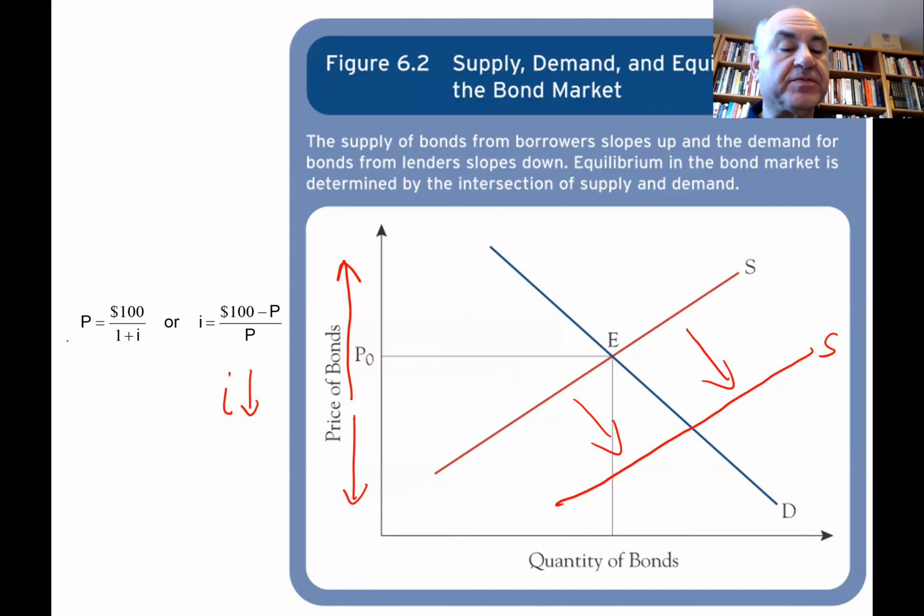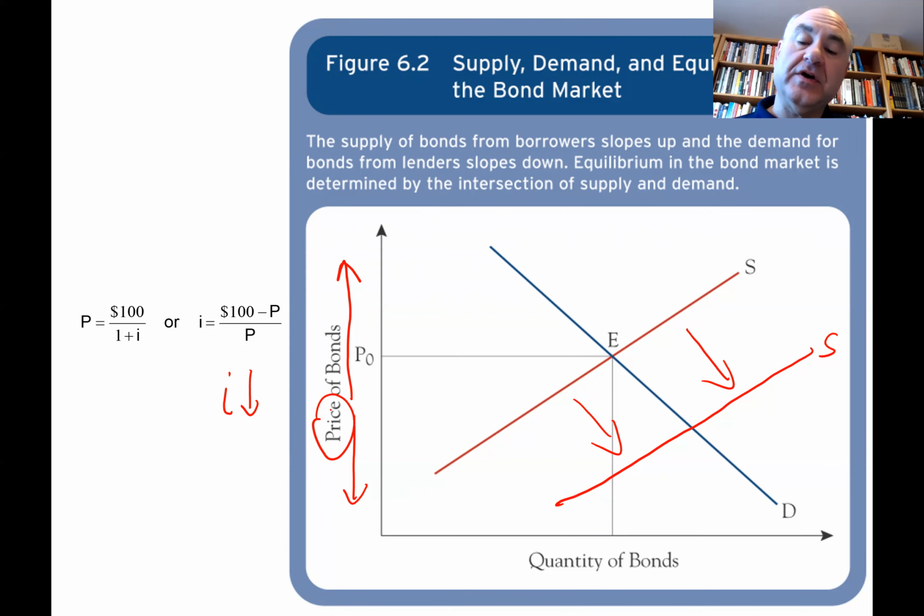Since we're setting this as the price is equal to some face value over 1 plus the interest rate, we also know that when the price goes up, since the interest rate is on the bottom, the interest rate is going to have to go down. That's going to equate those two. In most cases the interest rates are what are reported, but this is a supply and demand framework, and it's the price of bonds that fluctuates, and then the yield is a residual after that.